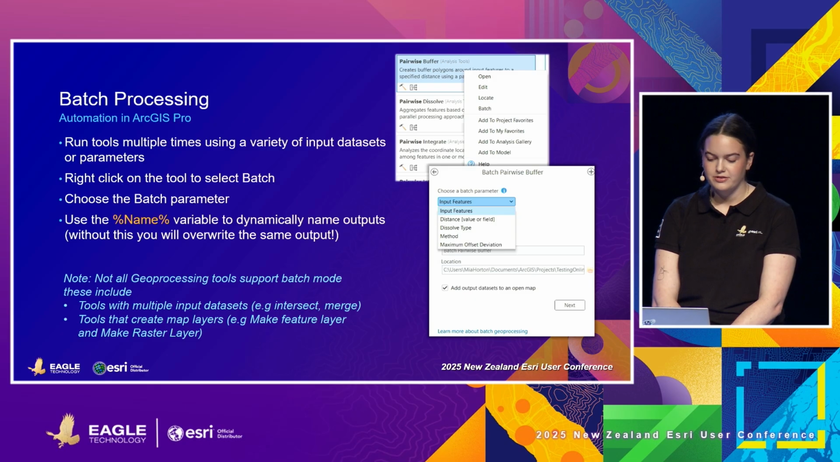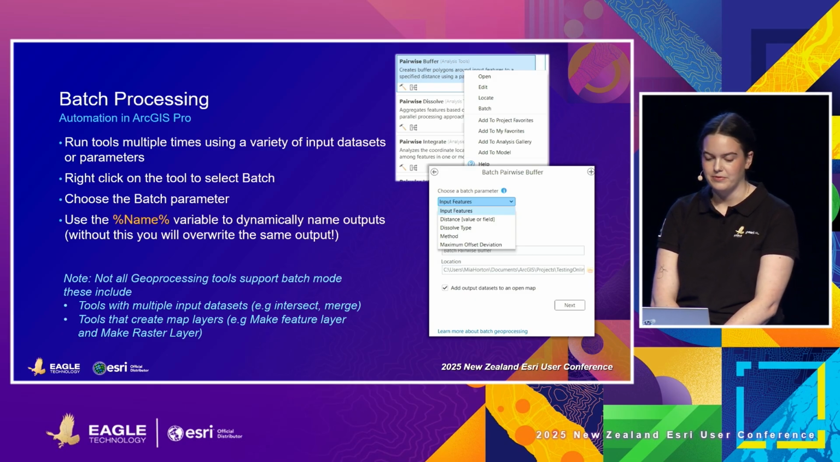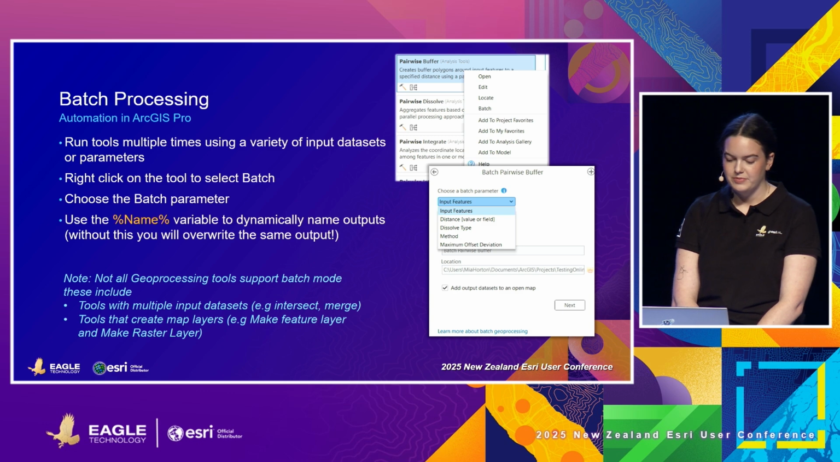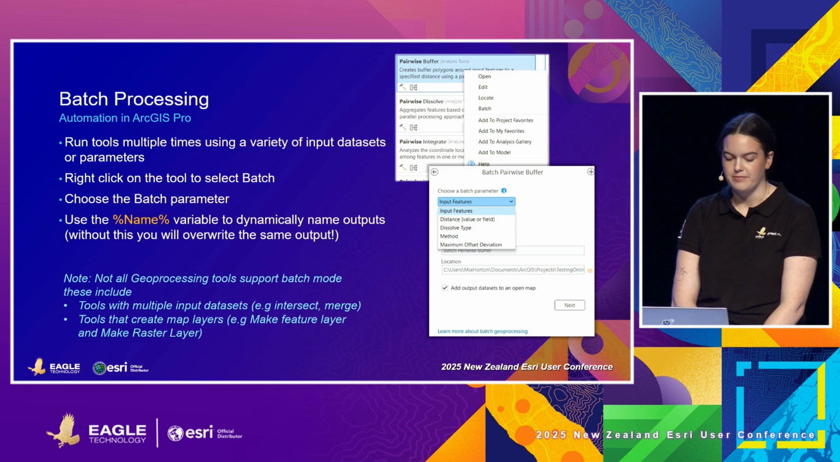You should be making sure to use the name variable here to dynamically name the outputs. Otherwise, you won't have a bunch of outputs, you'll have the same one overwritten every time. And also be careful, not all of your tools will support batch mode. So just be aware that tools that have multiple input data sets, so intersect or merge, or tools that are creating map layers, such as the make feature layer and make raster layer tools, are not supported.